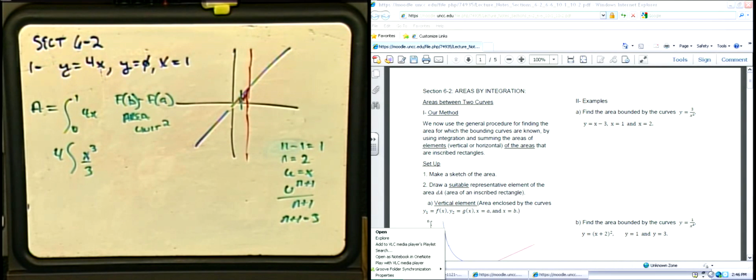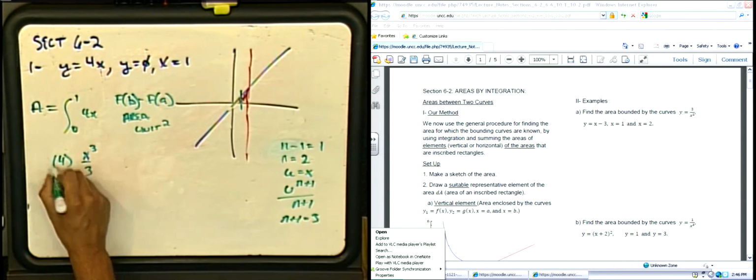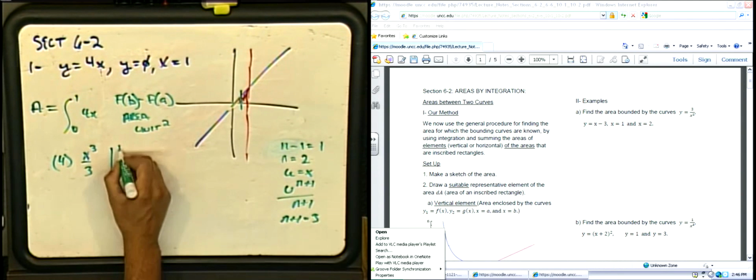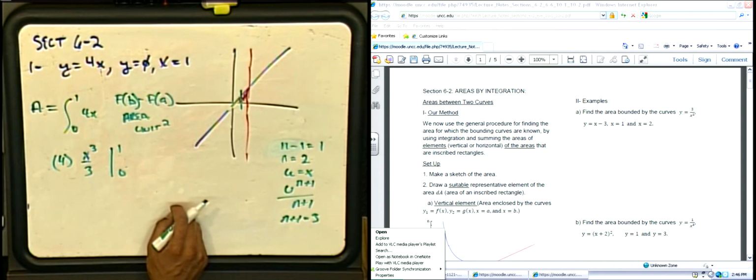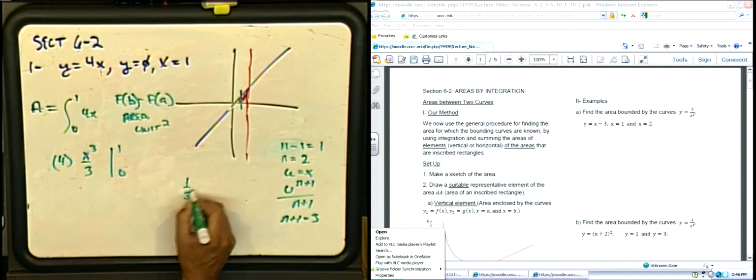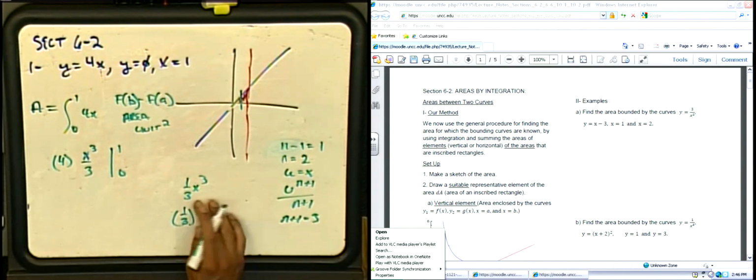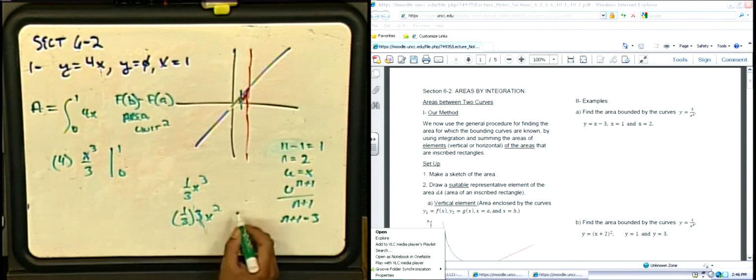I think I forgot to bring that constant back in on the last problem. But it'd be 4, upper limit, lower limit. I'm going to take the antiderivative of this just to make sure that our answer is right. So it's 1/3 times x squared. So that might not be the right answer.